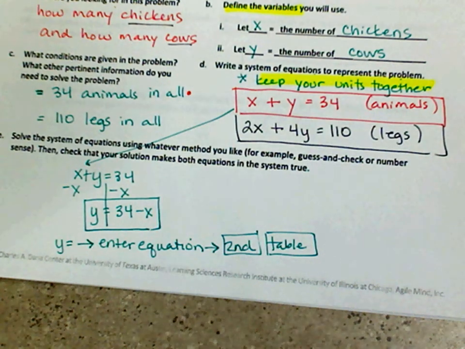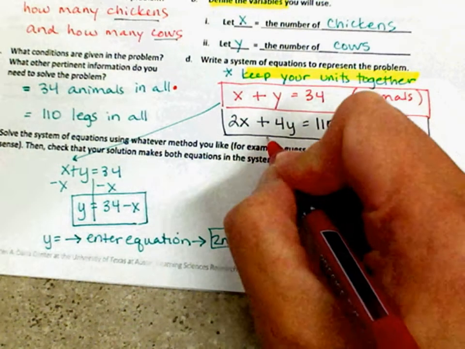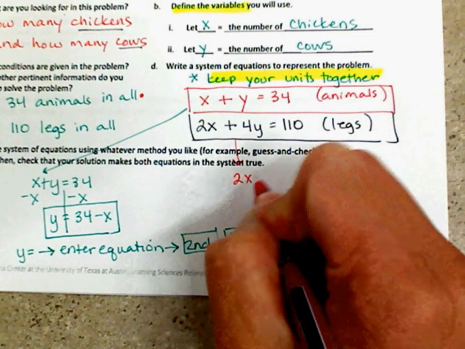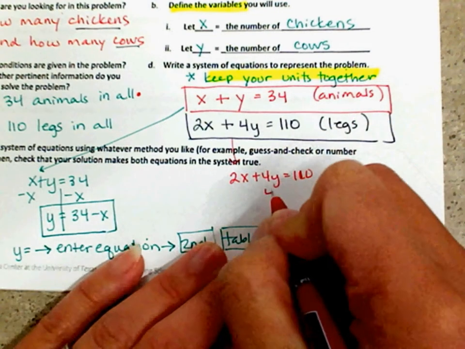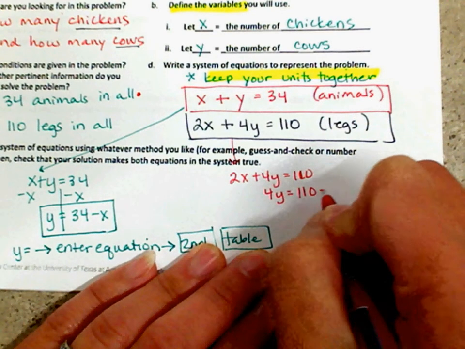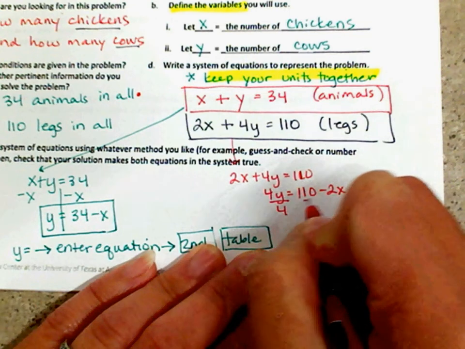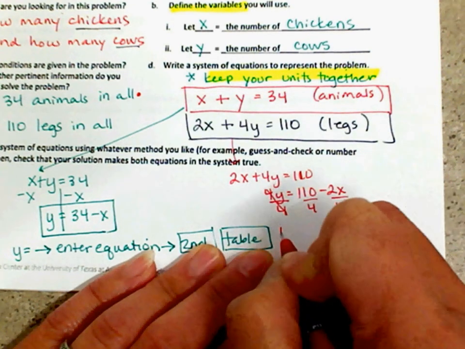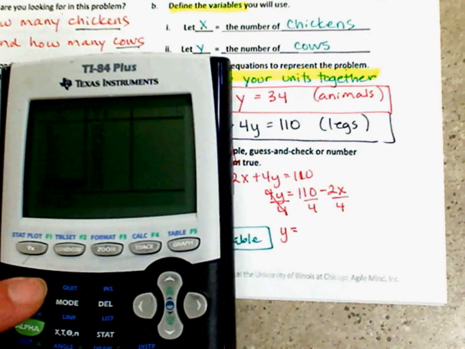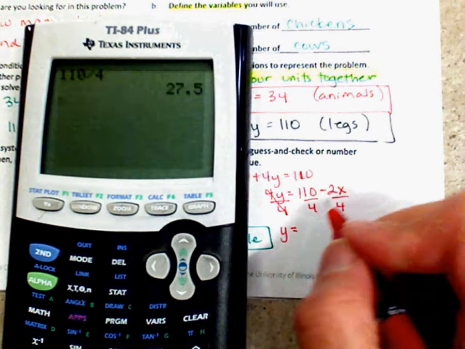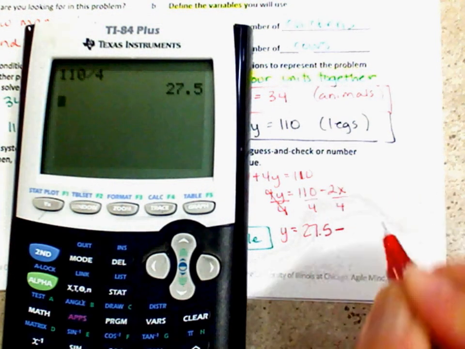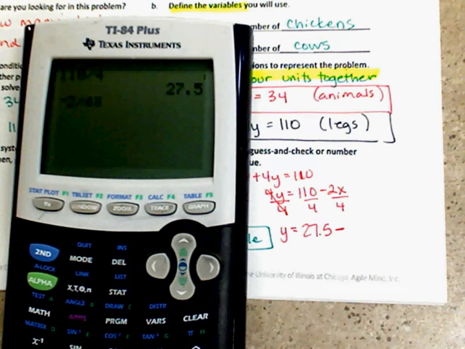Or you could just use your number sense. All right. Take what you learned. 2x plus 4y equals 110. Solve for y. So 110 minus 2x. Divide every one of these by 4. y is equal to, watch this. 110 divided by 4. That equals 27.5 minus 2 divided by 4, 0.5x. Okay?